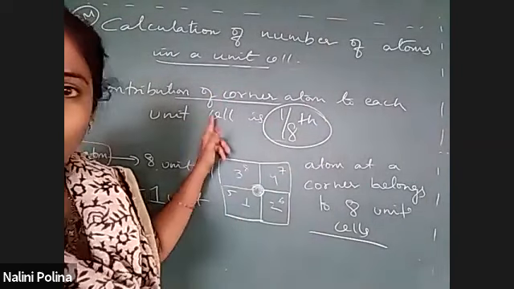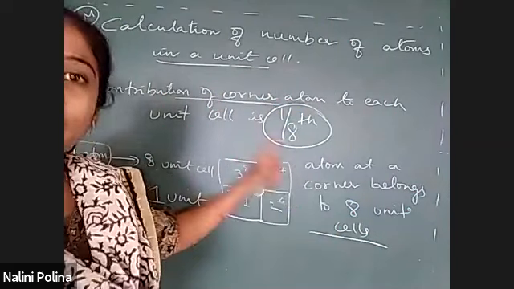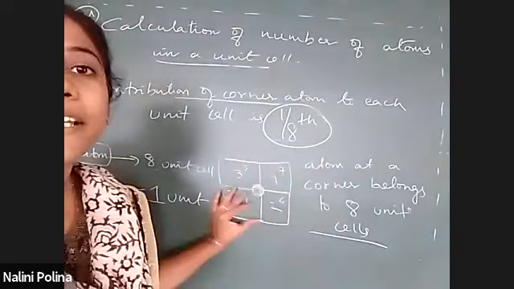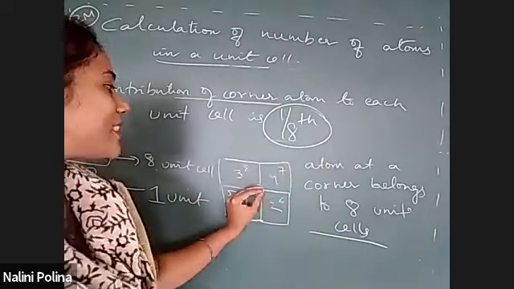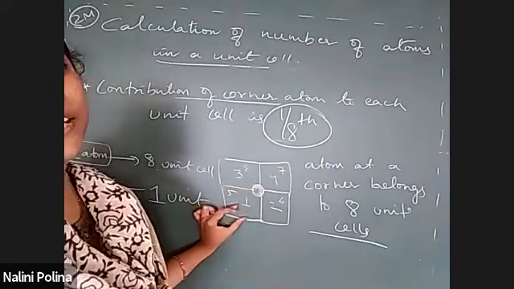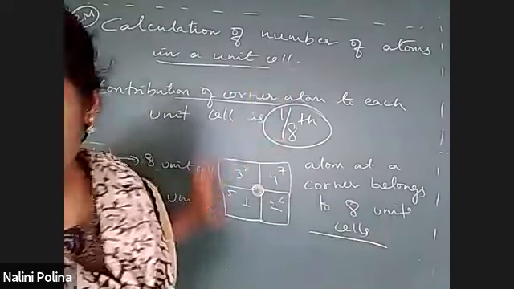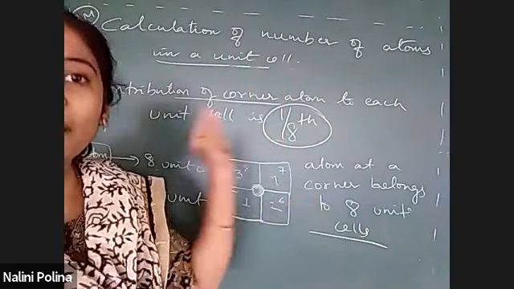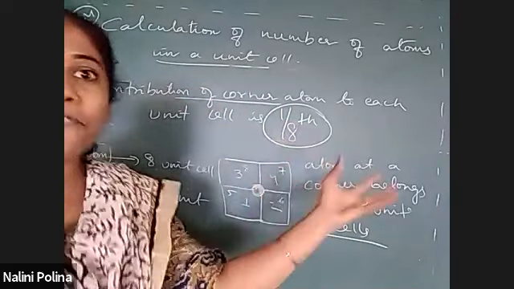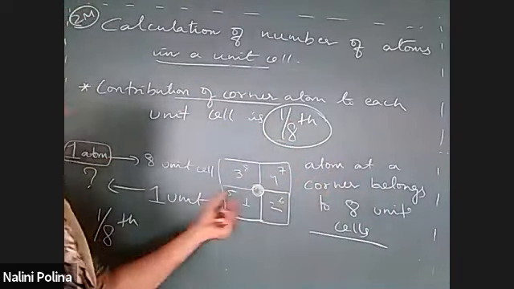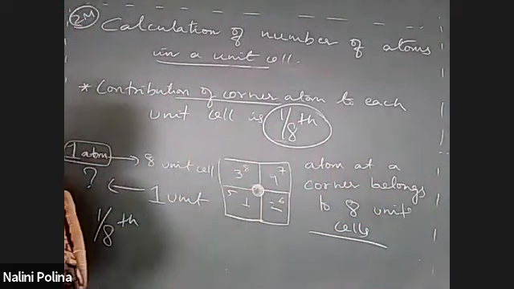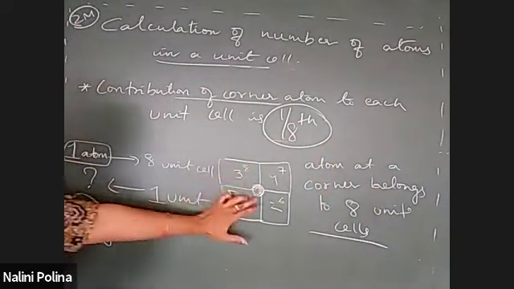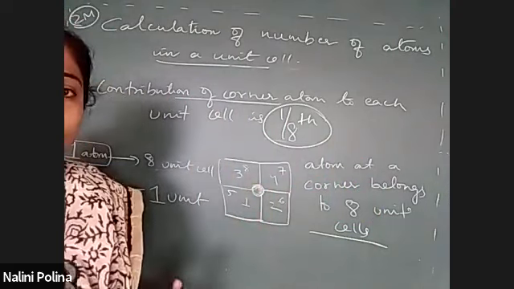Right? So what is the contribution of corner atom? It is just 1/8 per unit cell. We cannot say completely this atom belongs to this unit cell. No, it is a corner for 8 other unit cells. So just a fraction of 1/8. 1/8 is the fraction of atom that belongs to per unit cell. Okay. So that's all about if an atom is present at the corner, right?